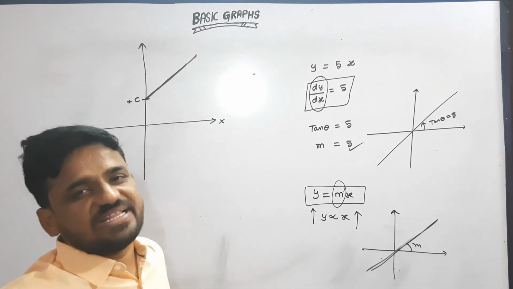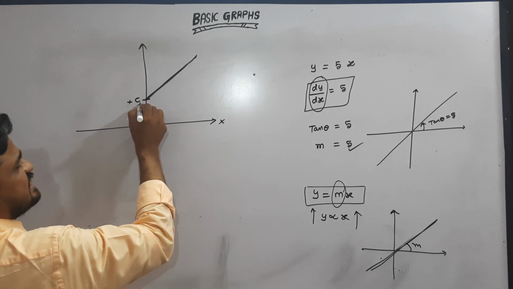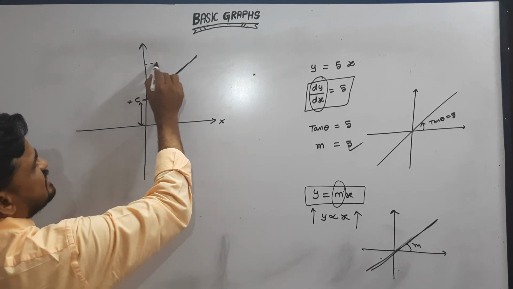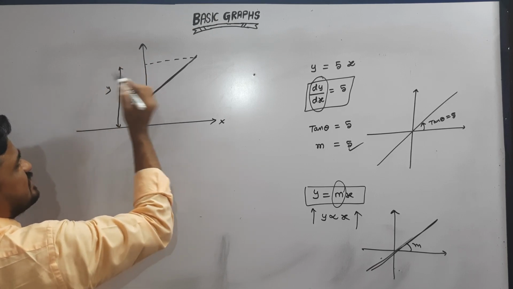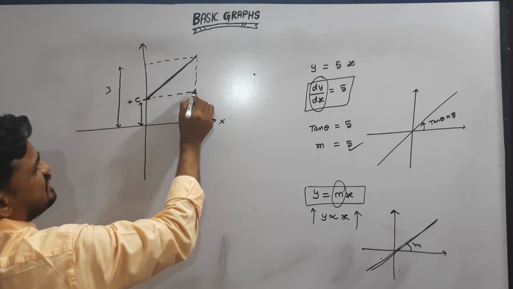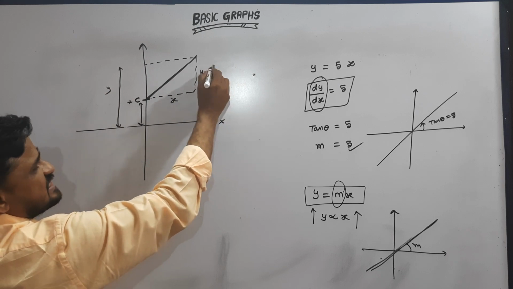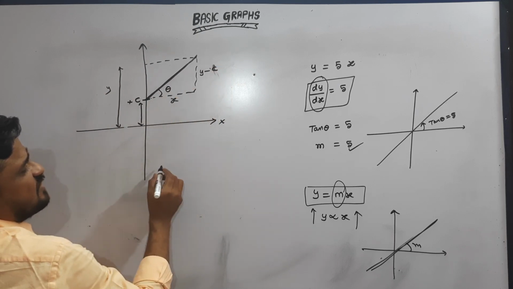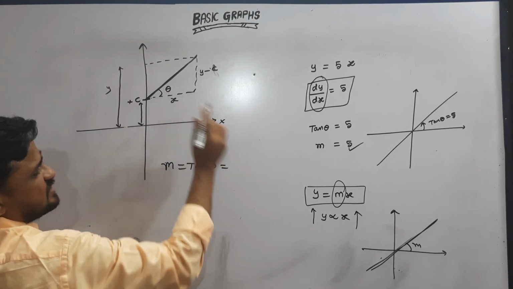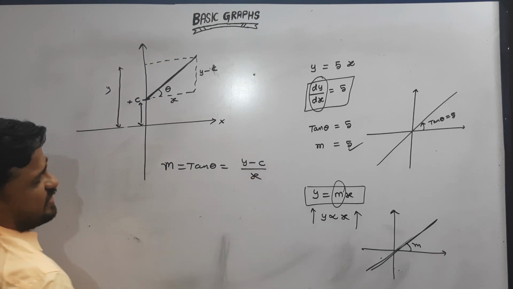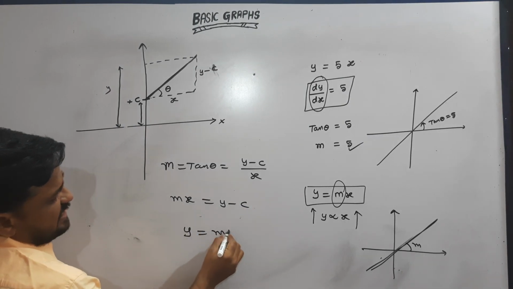Let us see which equation it represents. See this value C, this value y, this is x, and this length is y minus c. So the slope of the graph is m equal to tan theta equal to opposite side by adjacent side, which is y minus c by x. So mx equals y minus c. So y equals mx plus c.